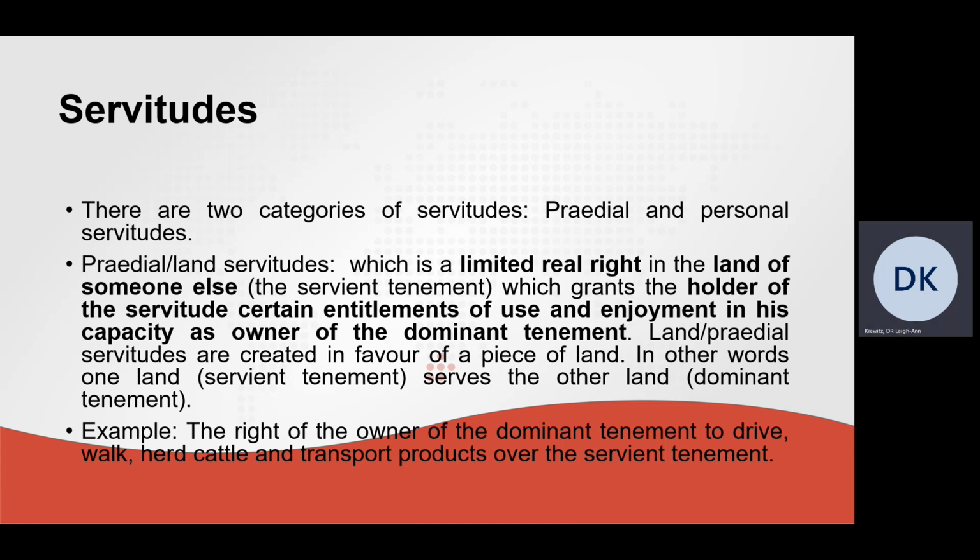Land servitudes are created in favor of a piece of land. In other words, one land, the servient tenement, serves the other land, the dominant tenement. An example of a predial servitude would be the right of the owner of the dominant tenement to drive, walk, herd cattle, and transport products over the servient tenement.